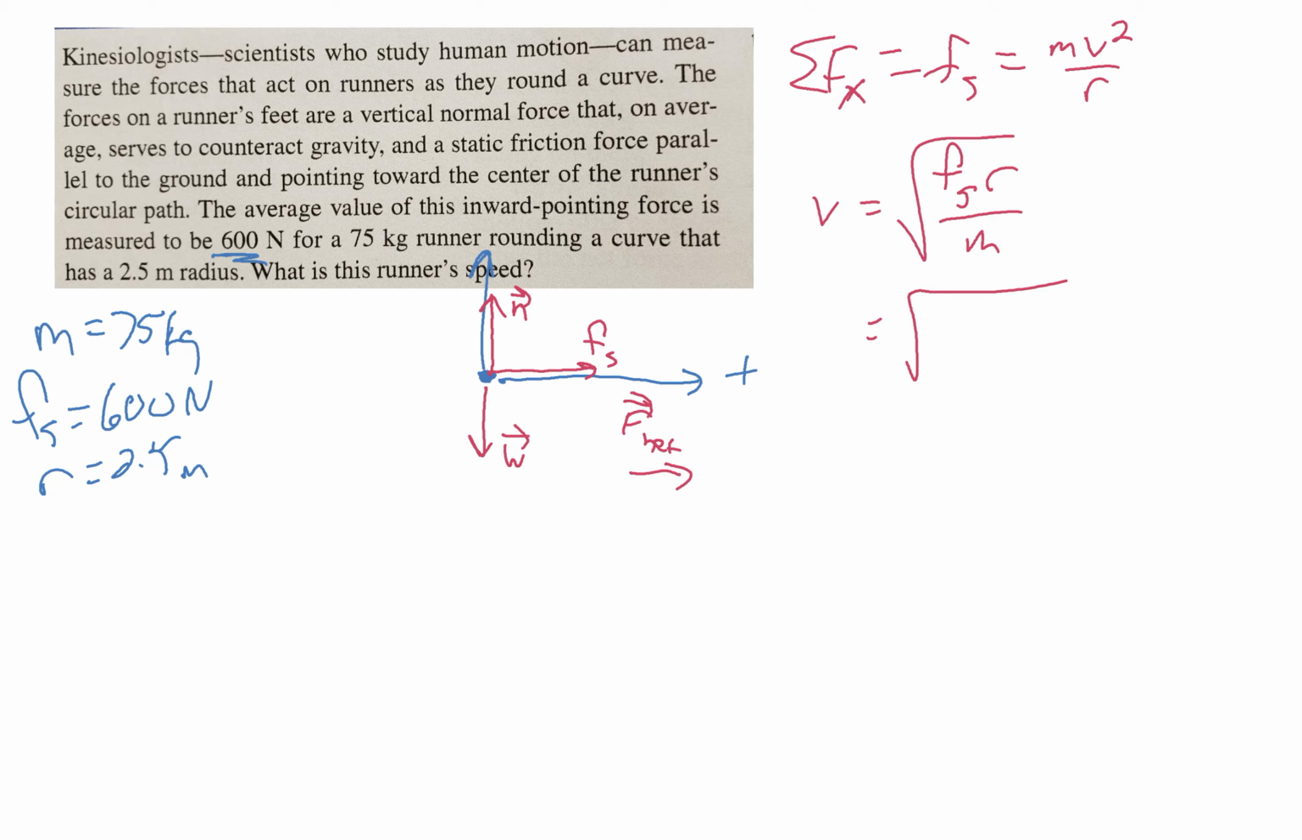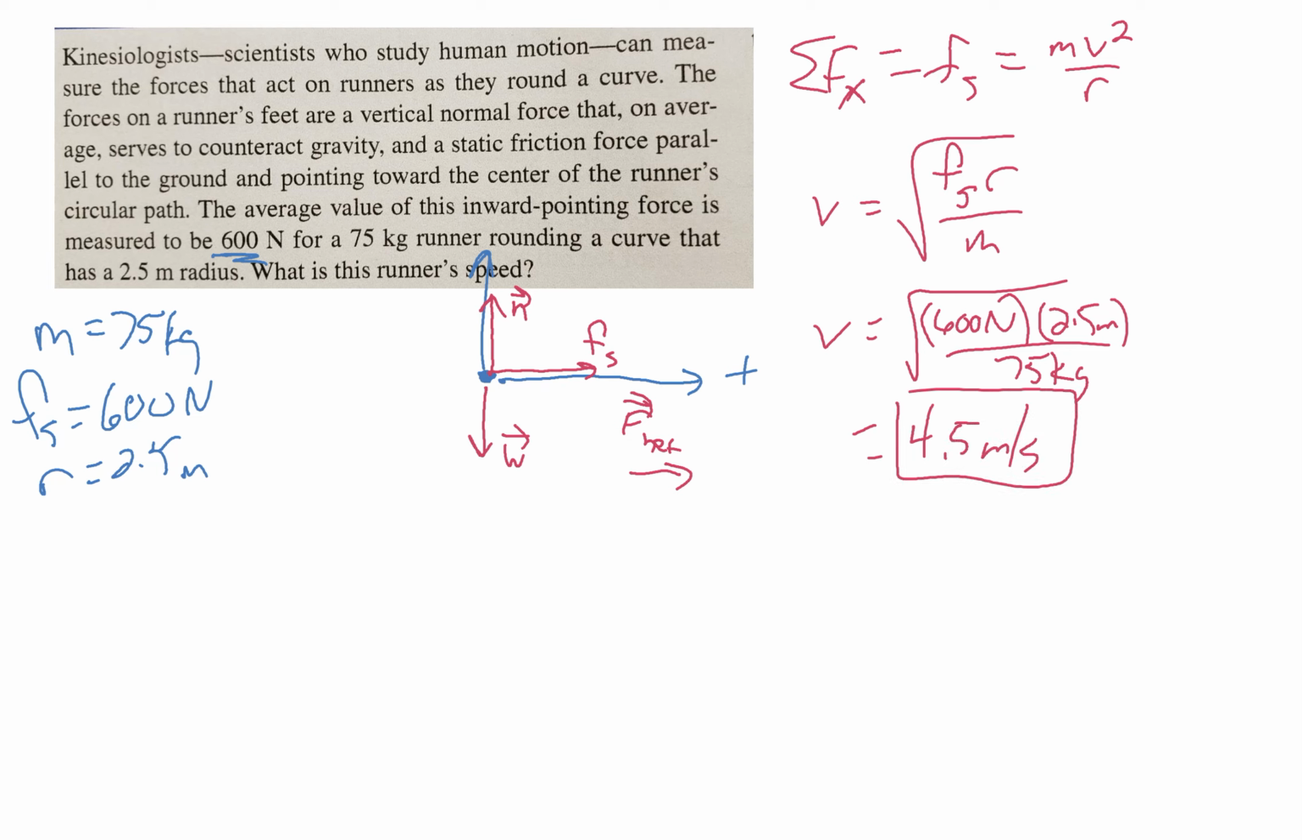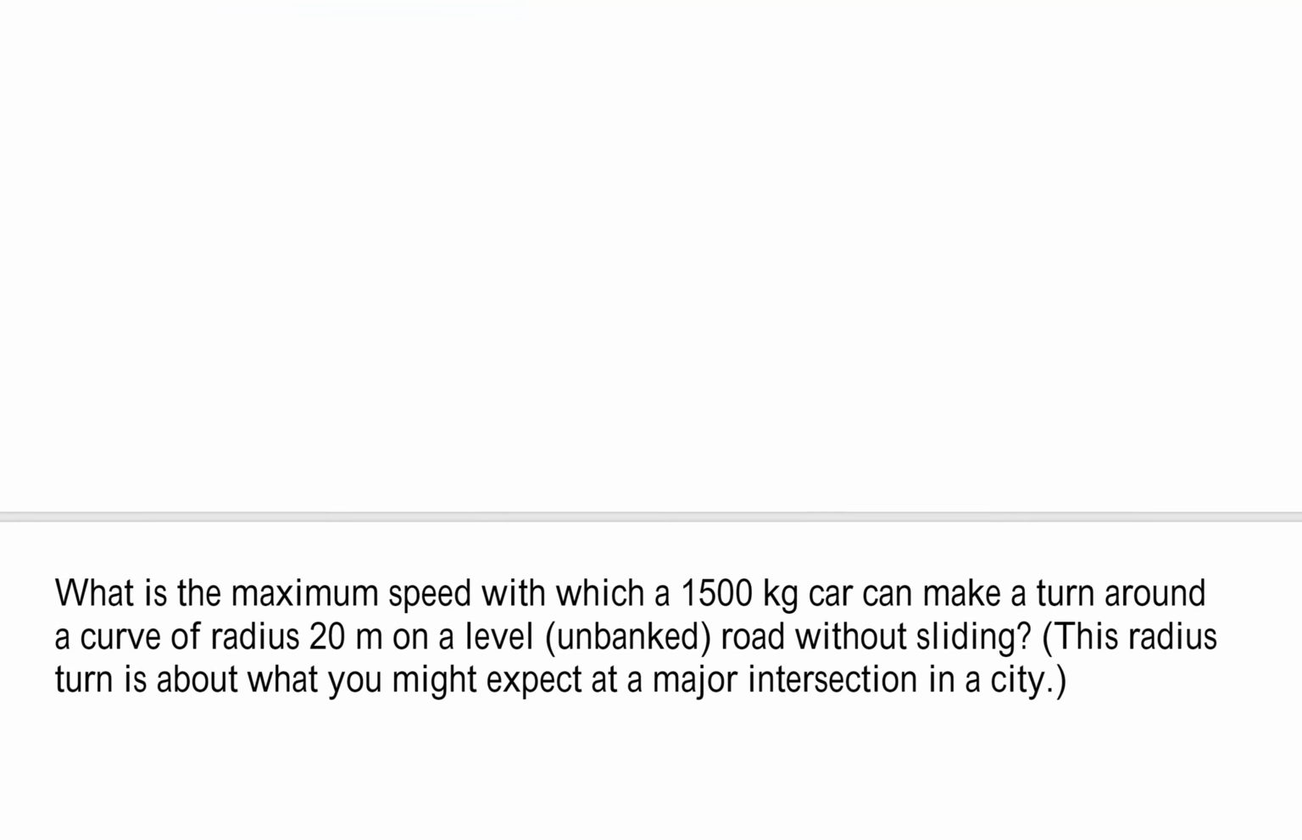So v equals the square root of F sub s, which they told us was 600 newtons, r, which they told us was 2.5 meters, and m, which they told us was 75 kilograms. And we can plug all that stuff into our calculator. And in the end, we wind up with 4.5 meters per second after significant figures. That's it. Okay, so we move on.